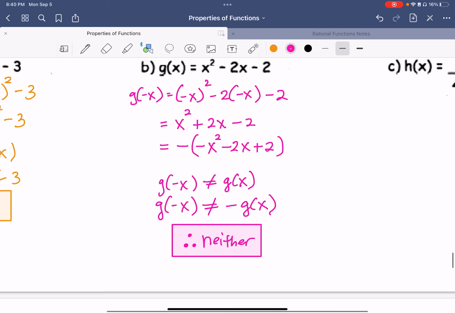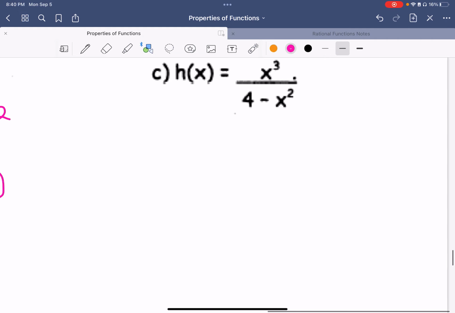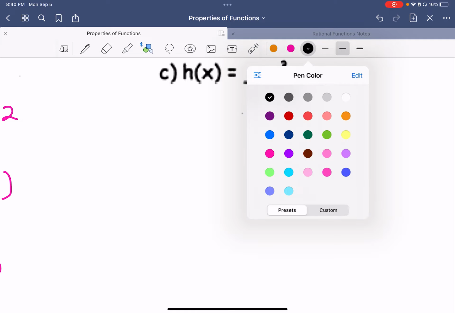So again, you simplify it. If it's the same, even. If it's not the same, try to factor out a negative, and if it's still not the same, then it's neither. Okay, let's try a third example.